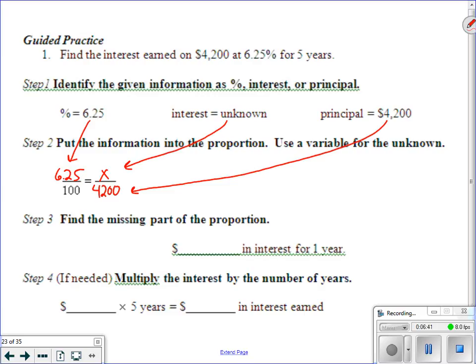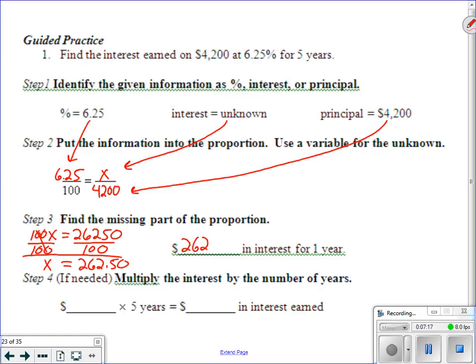So now what we need to do is find the missing part of that proportion. So 100 times, we do our cross products here. 100 times X is 100X. And 6.25 times 4,200 is going to be 26,250. So when we divide by the 100, we end up with $262.50.